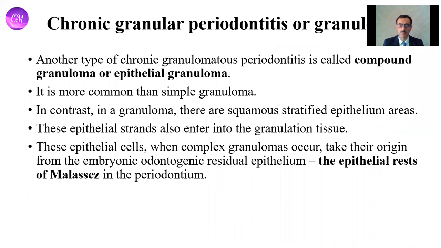Another type of chronic granulomatous periodontitis is called the compound granuloma or epithelial granuloma. It is more common than simple granuloma. In contrast, in this granuloma, there are squamous stratified epithelium areas. These epithelial strands also enter into the granulation tissue. These epithelial cells, when complex granulomas occur, take their origin from the embryonic odontogenic residual epithelium that we call the epithelial rests of Malassez in the periodontium.